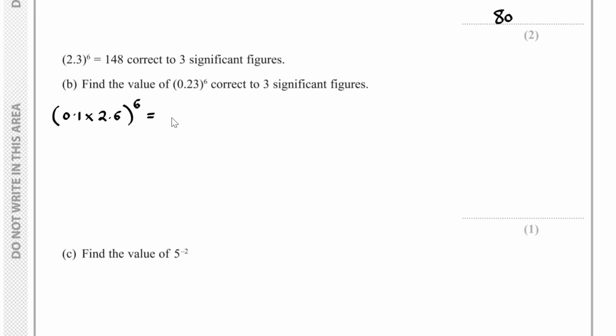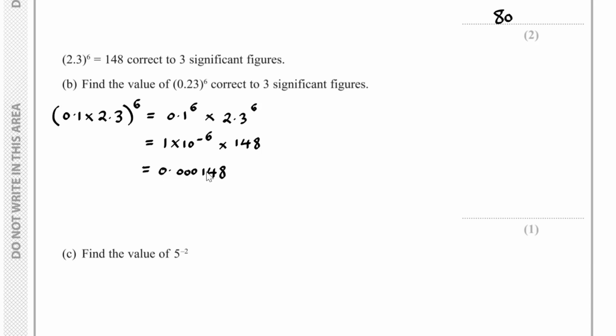which, using the laws of indices, we can rewrite as 0.1 to the power of 6 multiplied by 2.3 to the power of 6. Now 0.1 to the power of 6 is the same as 1 times 10 to the minus 6. And then the 2.3 to the power of 6, correct to 3 significant figures, is 148. And if we multiply these two together, we get 0.000148.